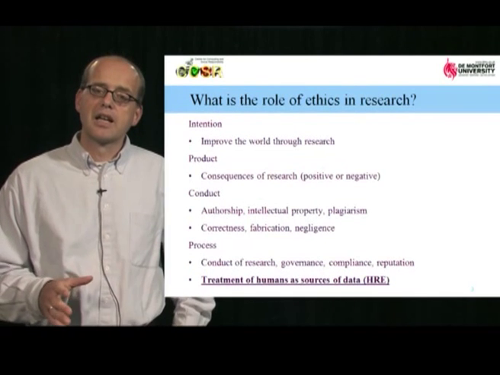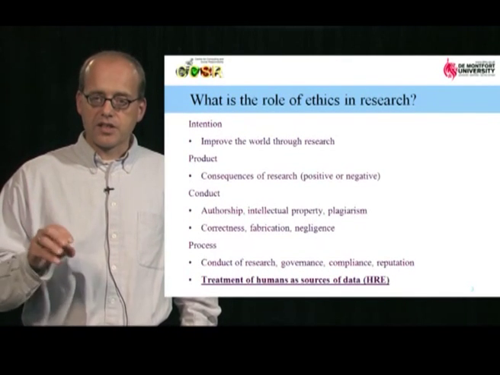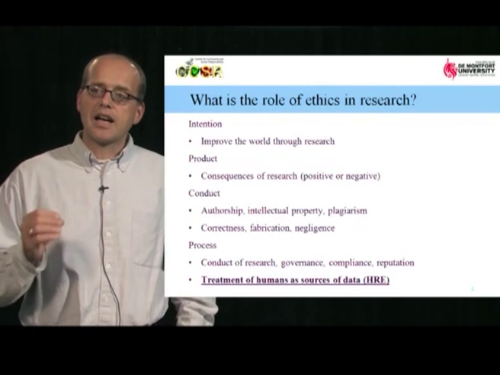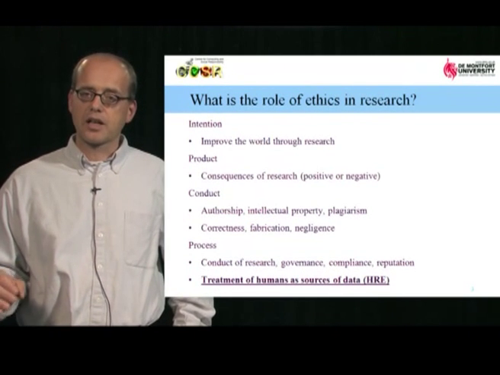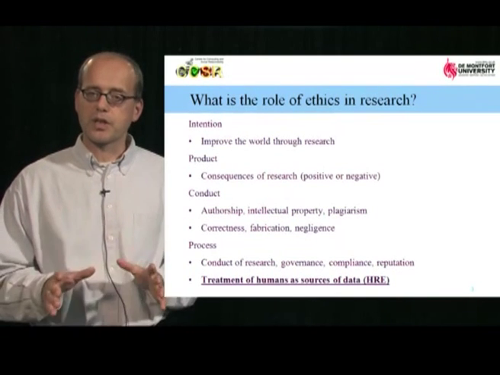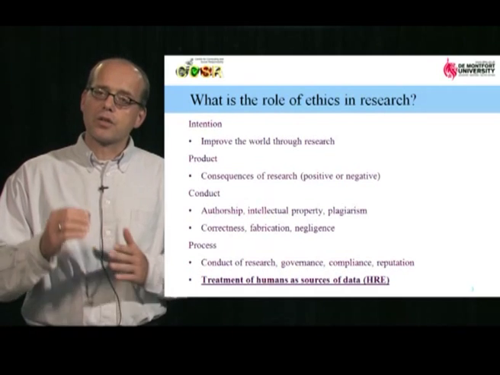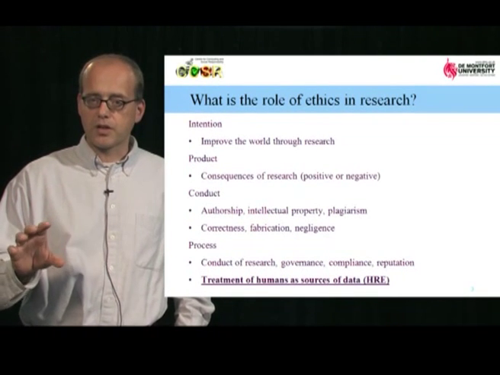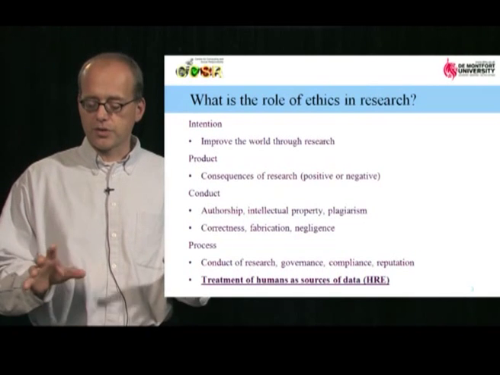And this is where human research ethics in the direct sense of the term comes in. Human research ethics, as I will talk about it, has to do with the treatment of human beings as sources of information and data. That's the primary interest of human research ethics. So, as you can see, it only covers a relatively small aspect of the overall area of ethics and research.